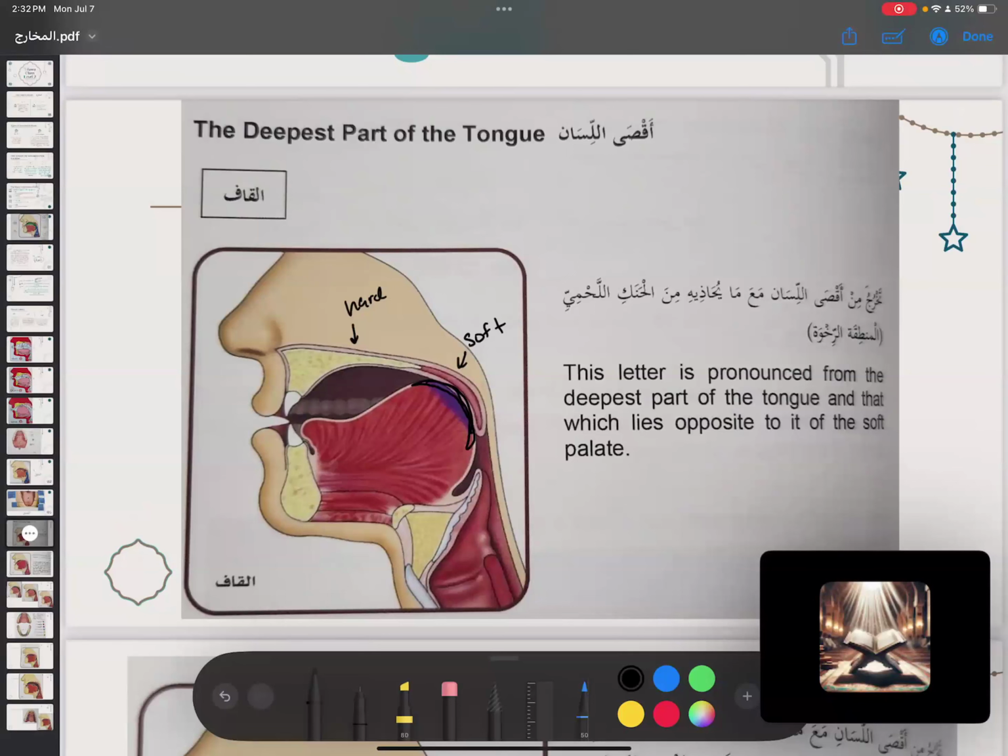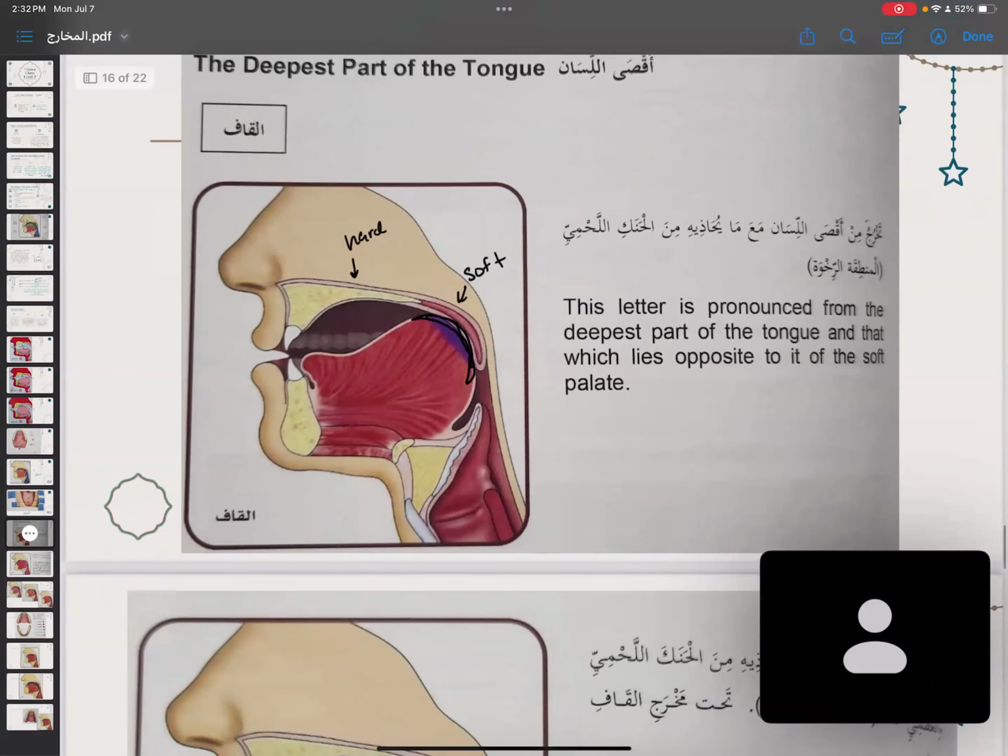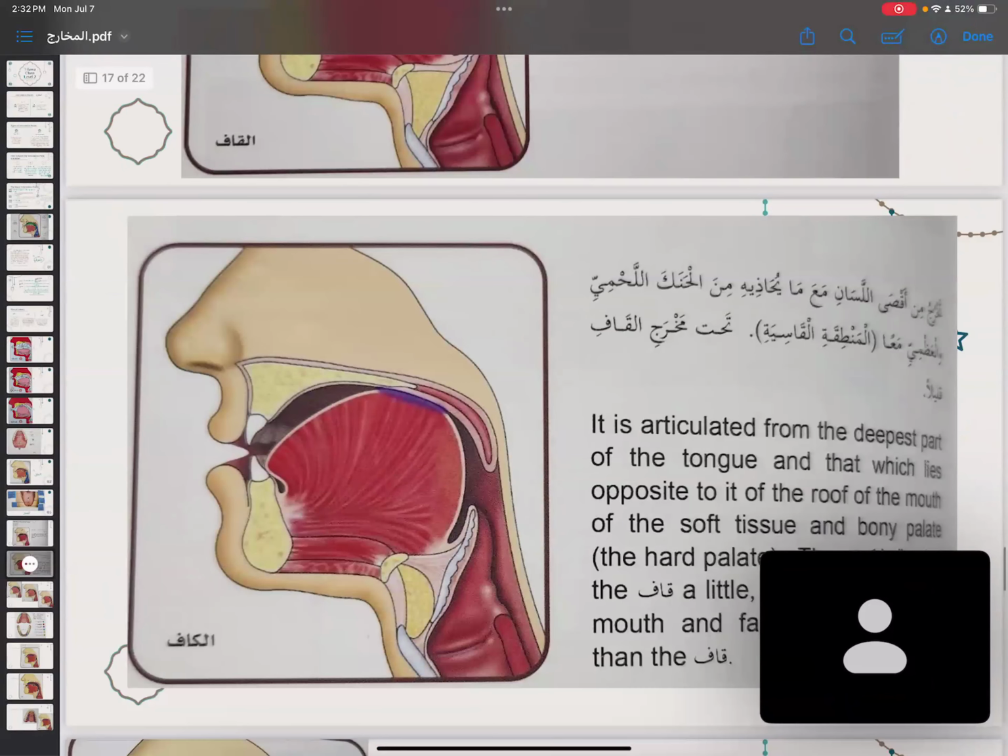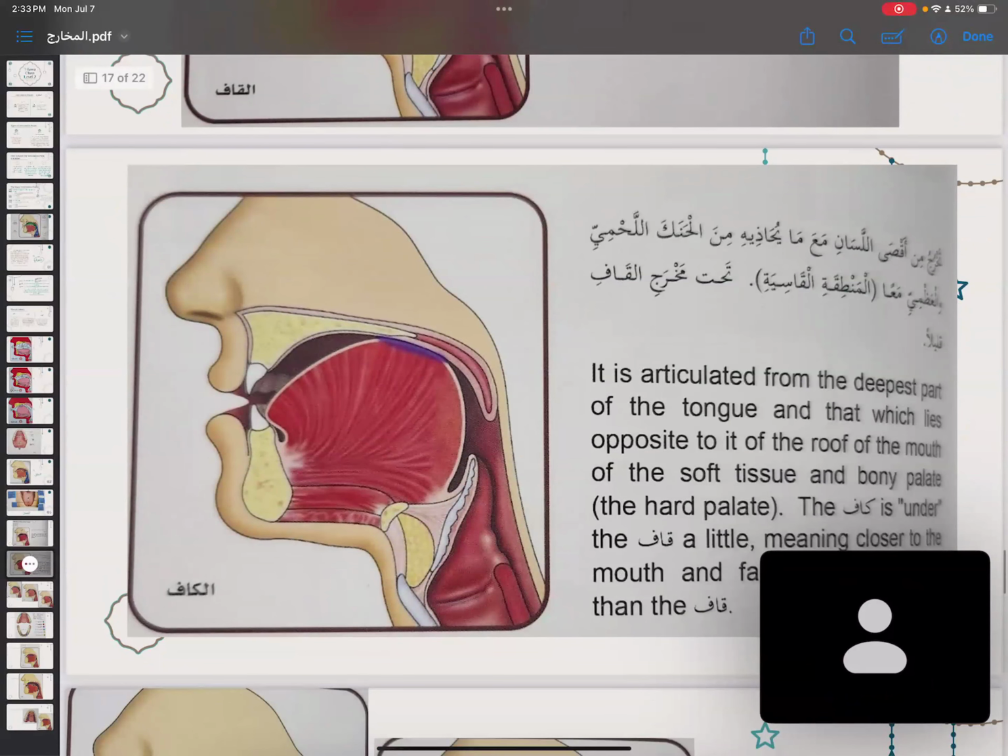If you say qaf, qaf, the letter qaf, you can see that the back of your tongue touches the back of the mouth. Then the next letter we have is kaf. It is articulated from the deepest part of the tongue and that which lies opposite to it of the roof of the mouth, of the soft tissue and bony palate. So the letter kaf is actually between two parts.